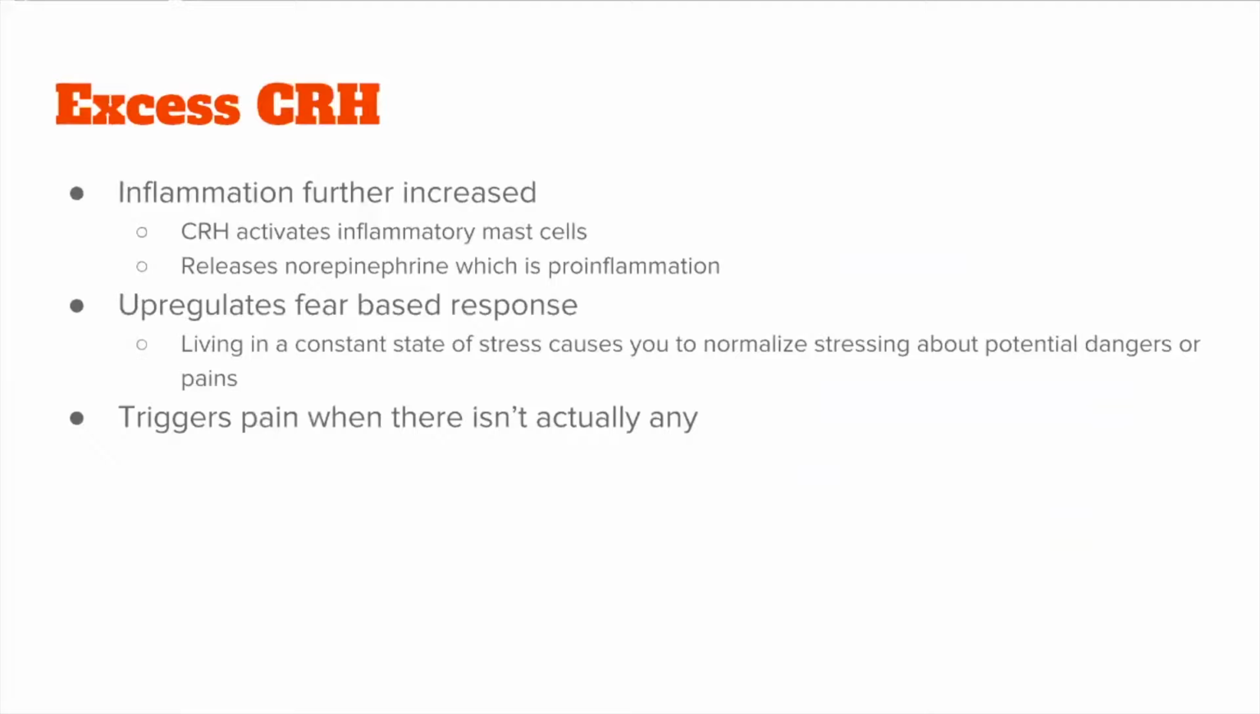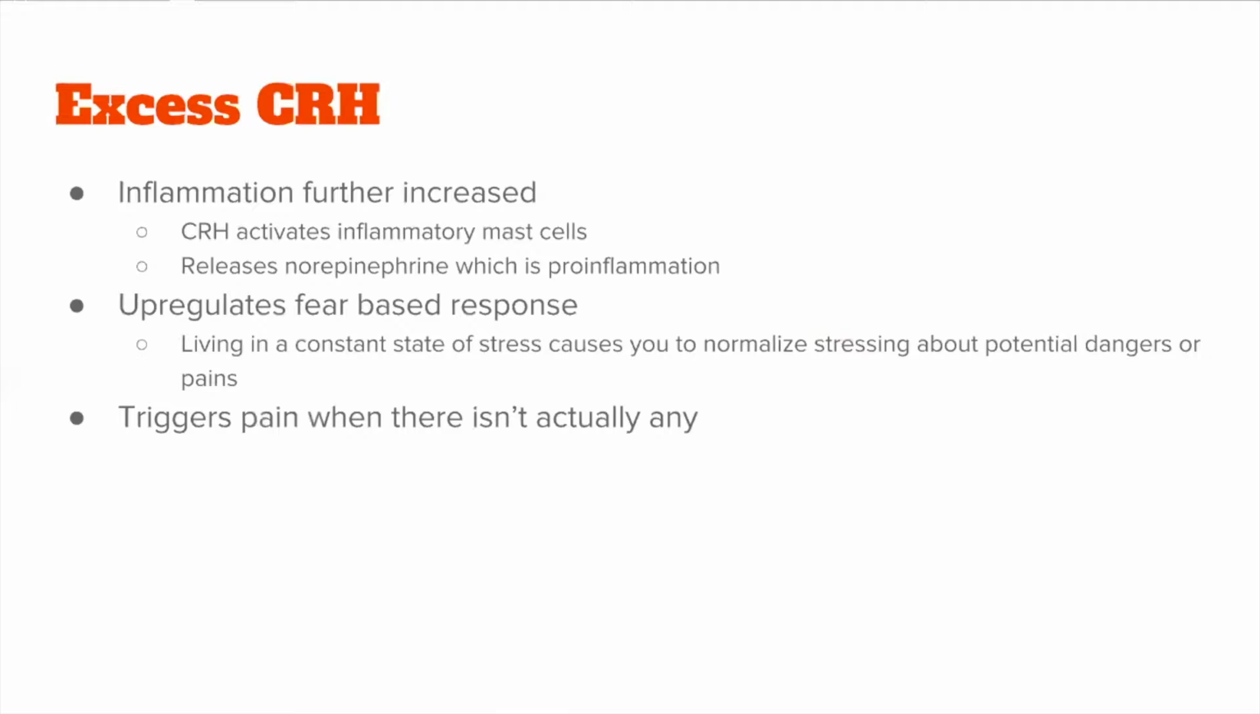The second problem with chronic stress in the HPA axis, as Daniel mentioned, was excess CRH. Because the negative feedback loop is not working, the hypothalamus doesn't know to downregulate CRH, and a lot of it builds up. This causes three main problems. First, inflammation, which also was a problem with high cortisol. CRH activates inflammatory mast cells, and it also releases norepinephrine, which is pro-inflammation.